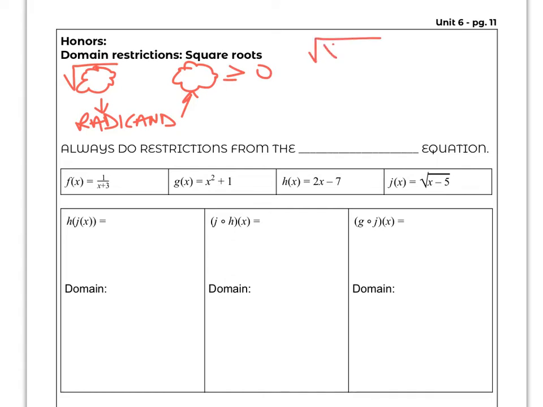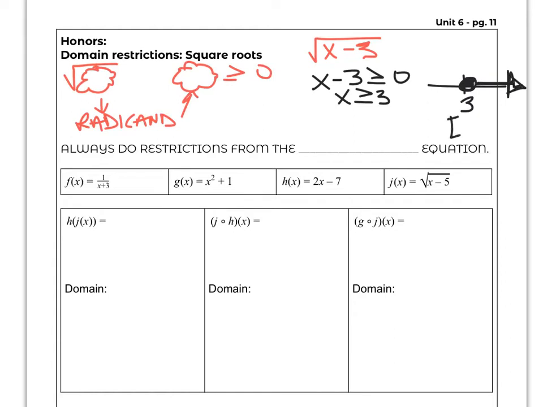So if I had something like x minus 3, my domain would be when x minus 3 is greater than or equal to 0. And then if I think about a number line, we have 3. I can equal it, so filled in circle. Greater than is going to the right. So interval notation of this would be straight bracket 3 to infinity.